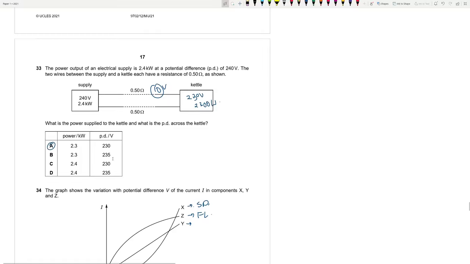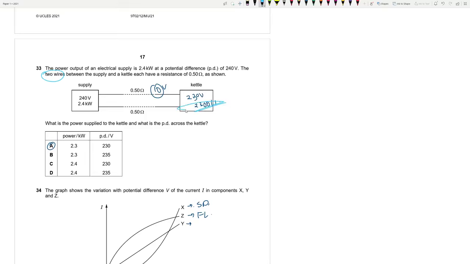Moving on to 33. Important question. The power output of an electrical supply is 2.4 kilowatt at a potential difference of 240 volts. The two wires between the supply and a kettle have resistance of 0.5 Ω. There are two wires. That's the key point. What is the power supplied to the kettle and what is the PD across the kettle?